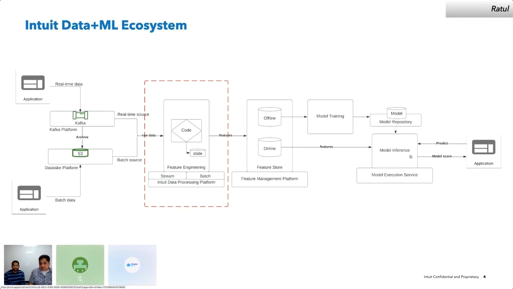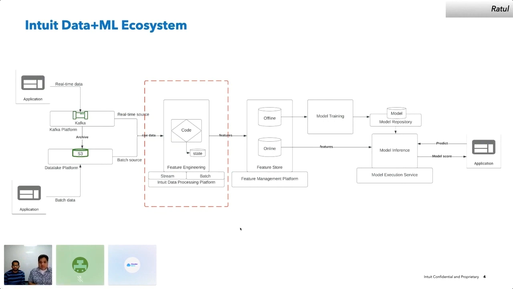The way you can read the bottom line is that you start from the write-mode application that is asking for a prediction. The model execution service is asking for the features from the feature store and is returning back the model score. Okay. And one more thing to note is the real-time Kafka is being backed up by S3. So we have an hourly job which will archive the data.